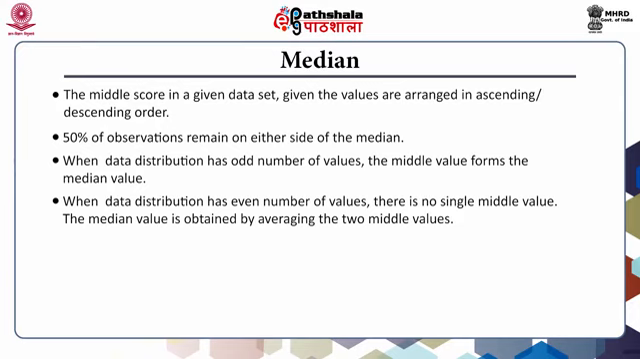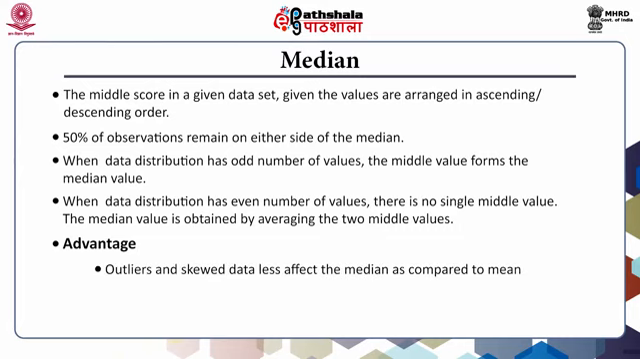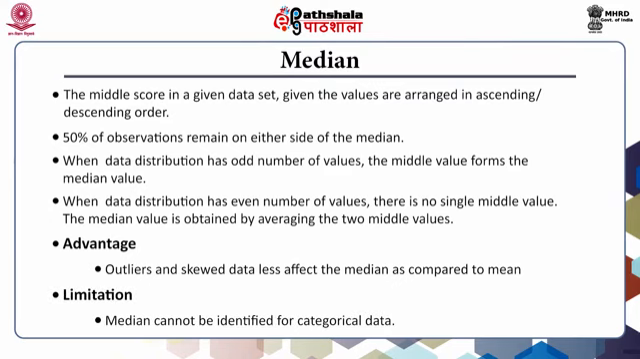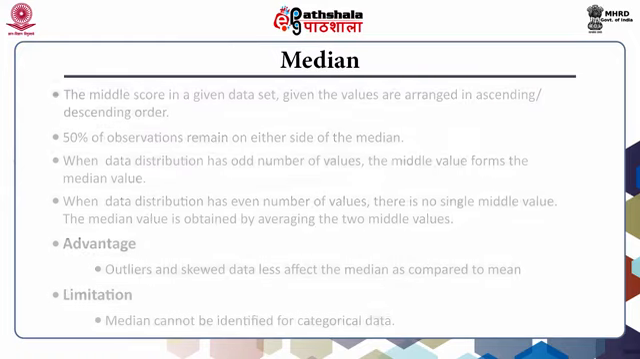Now let us look at the advantages and disadvantages associated with median as a measure of central tendency. Outliers and skewed data less affect the median as compared to the mean. This is one of the advantages of median over mean. In terms of limitations, the median cannot be identified for categorical data. This is because the data cannot be ordered or arranged in a specific sequence.